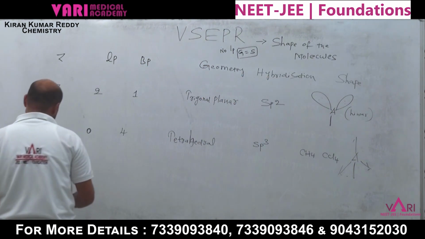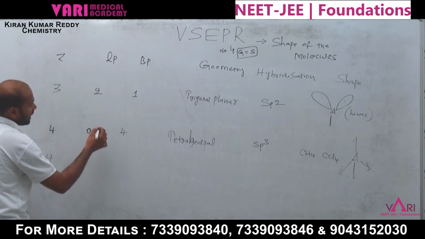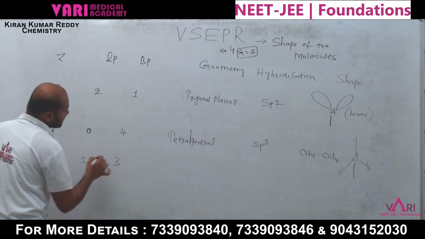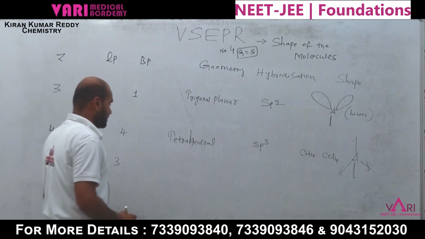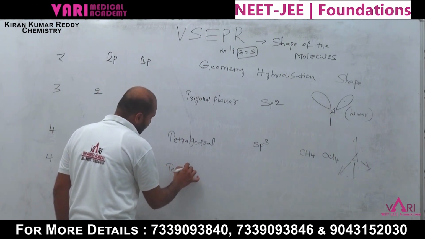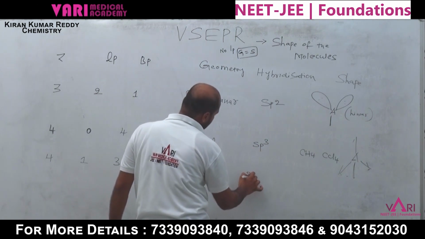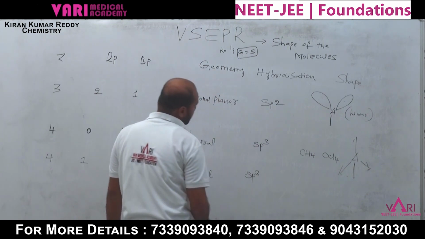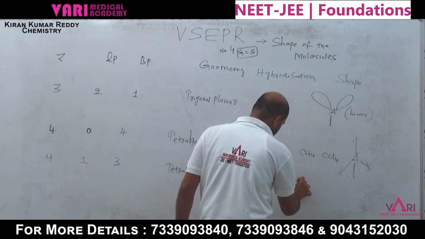Now I am taking Z is equal to 4, where 1 lone pair is present and 3 bond pairs are present. 1 lone pair, 3 bond pairs. Now that is tetrahedral geometry. That is sp3 hybridization.